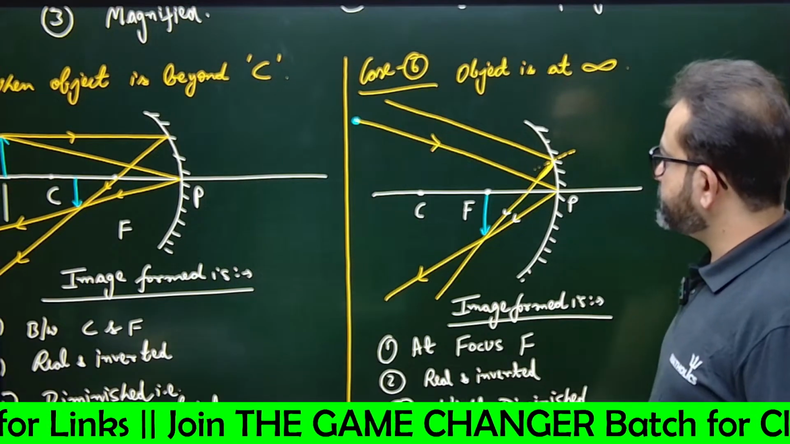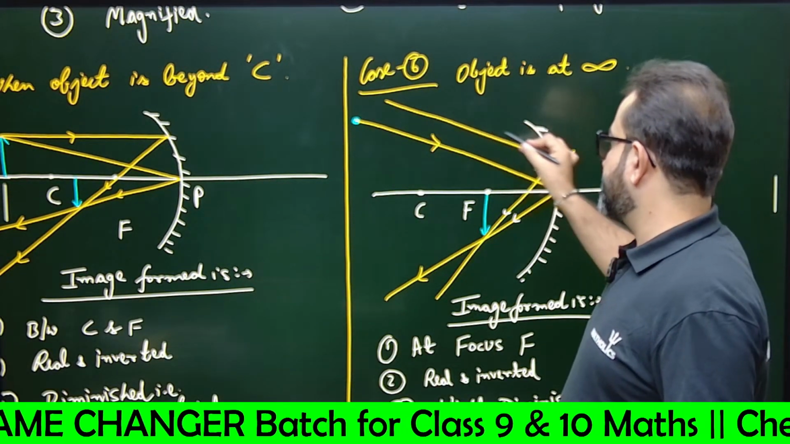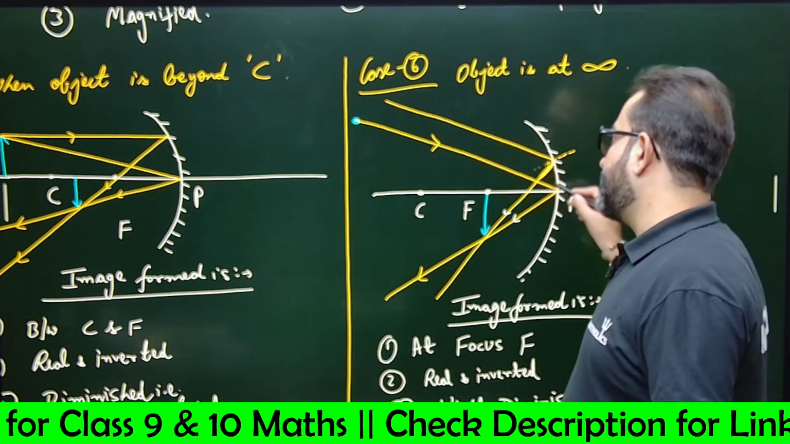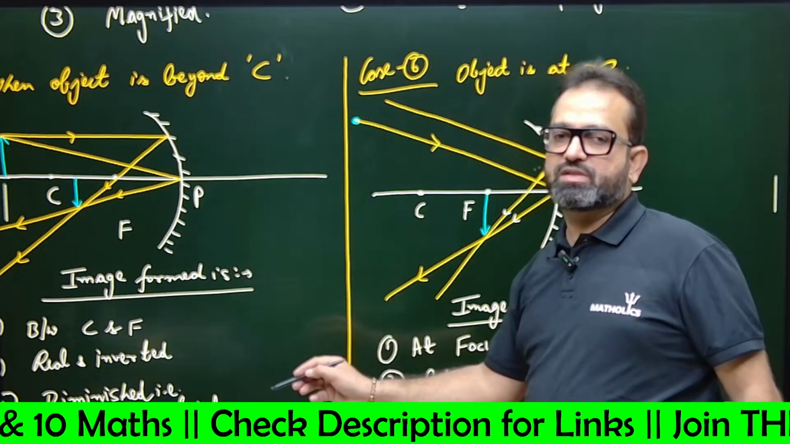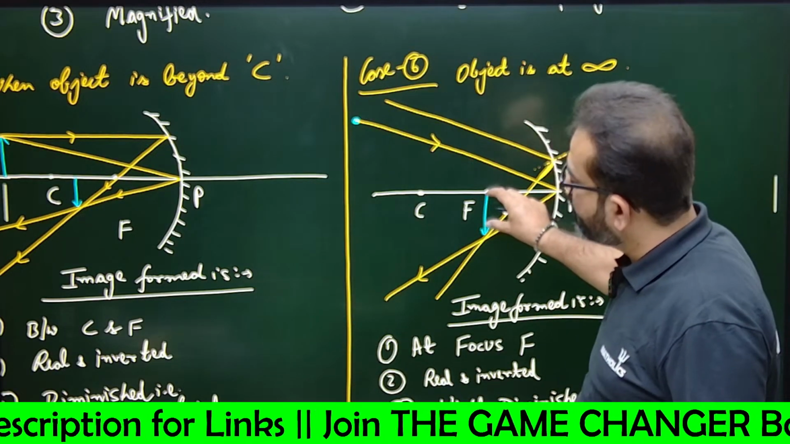See, one ray is coming like this, so it will go lower than the focus. One ray is coming towards the pole, it will get reflected with the same angle, angle i equals angle r. So the image will be formed real and inverted, very, very small, right?